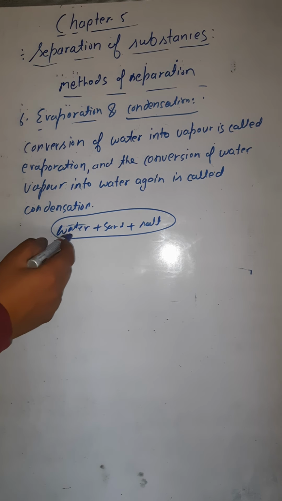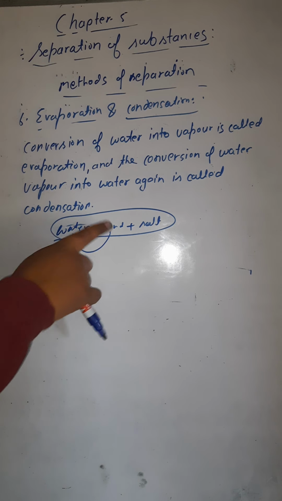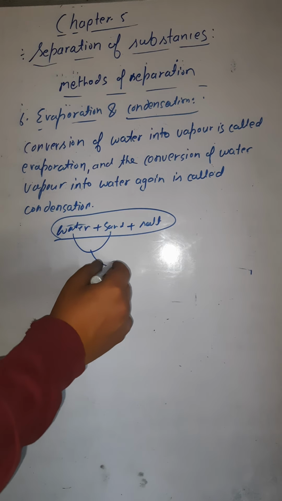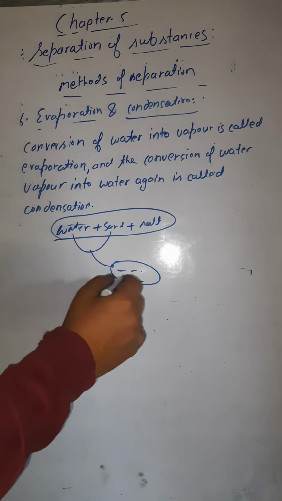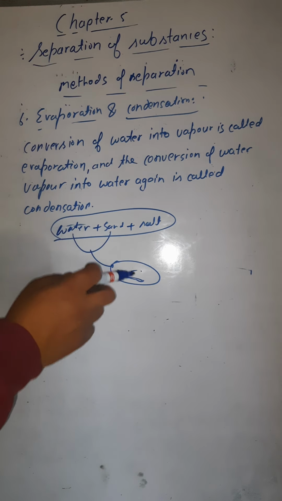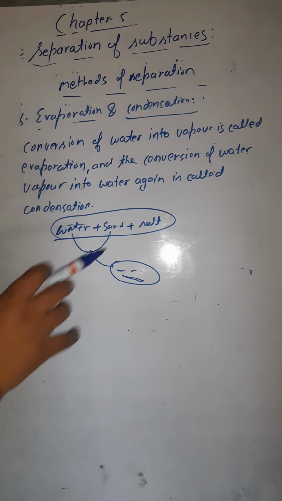Now, you can separate the water from the sand by the process of sedimentation. You are knowing this. We have separated the water, but the water is still having an amount of salt. Now how would you separate the salt from the water? Again, by the process of sedimentation, you cannot separate the salt from the water.